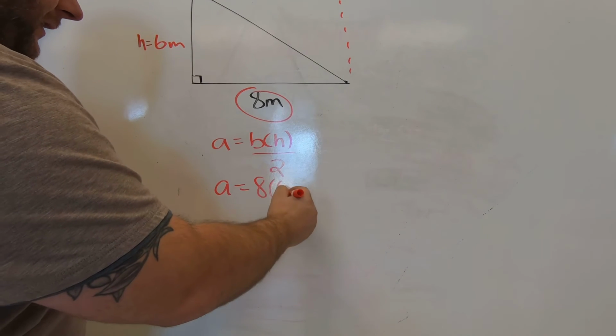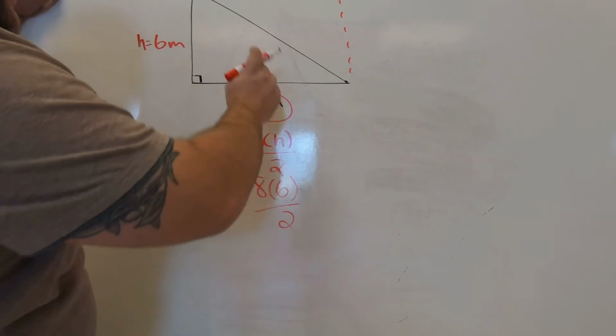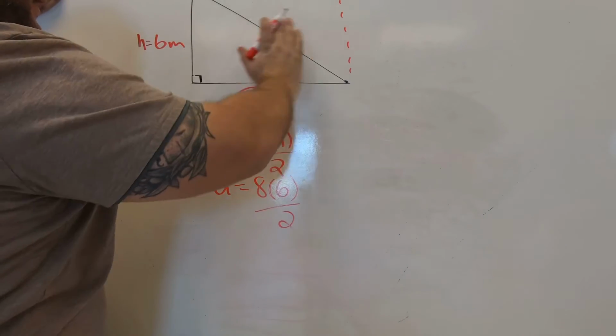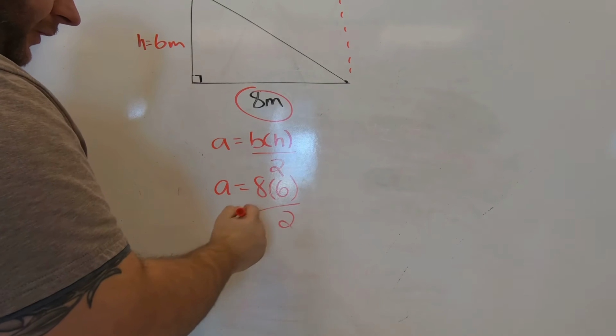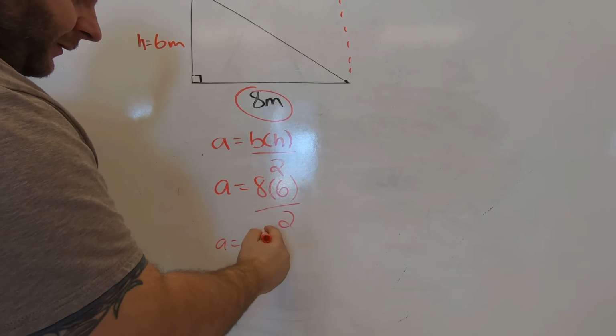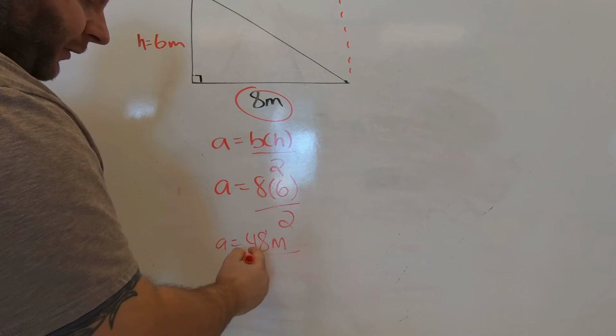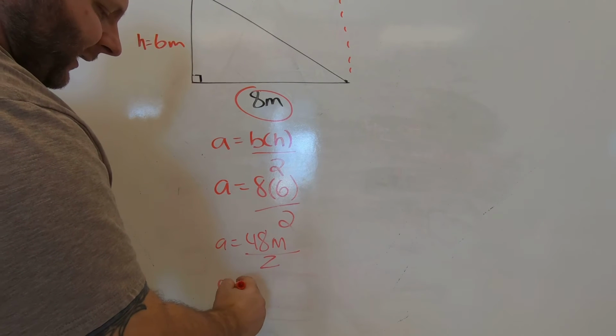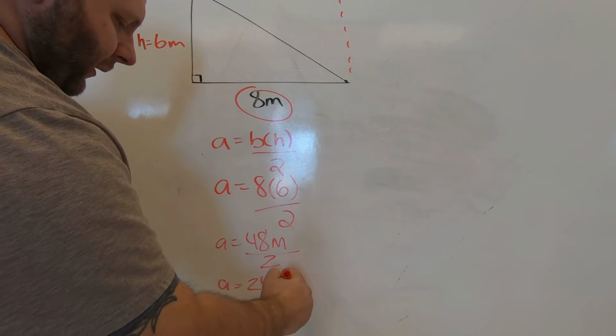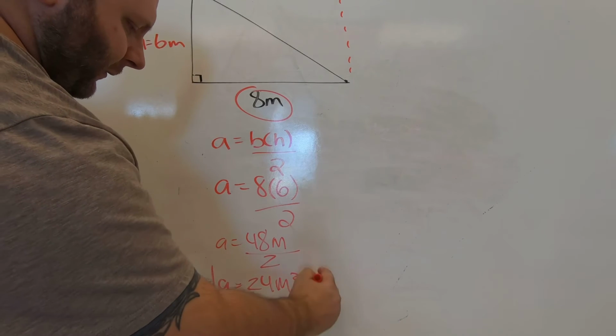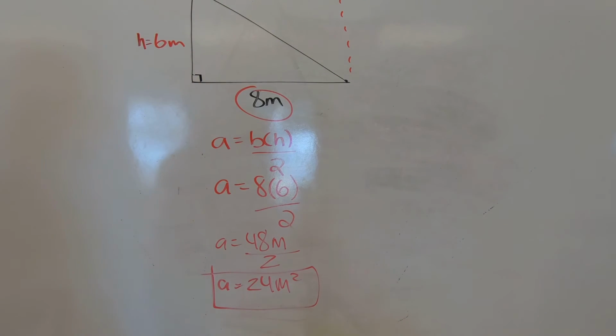Base is 8, height is 6. Once I do 8 times 6, I'm finding the whole area here, but I only want half. So 8 times 6 is 48 meters, and I want to divide that by 2, and 48 cut in half is 24 meters squared. 24 meters squared.